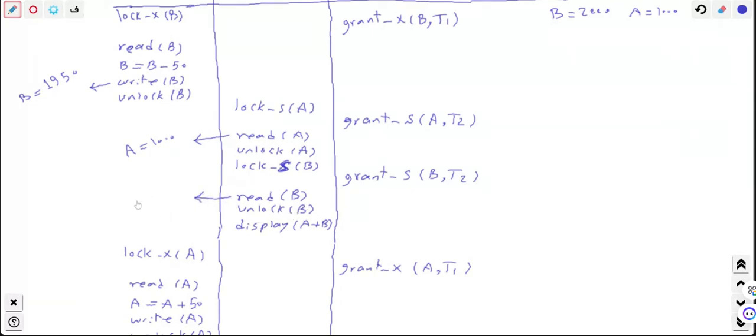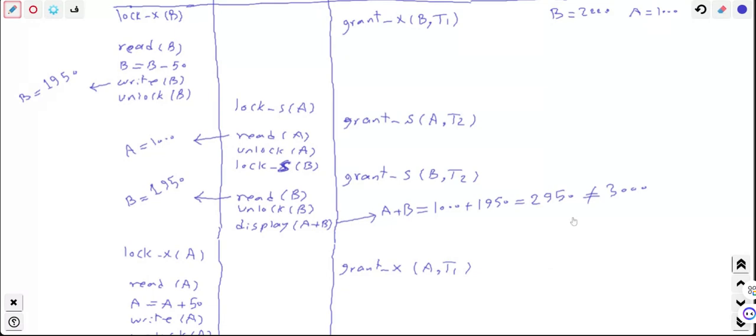What T2 reads is the last value of B in the database, which is 1950. So the value it reads is 1950. And when it executes the display operation, what is displayed is that A plus B is 1000 plus 1950, which is 2950, which is not equal to 3000.